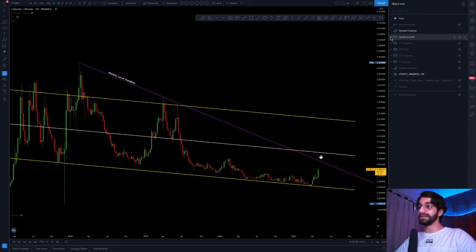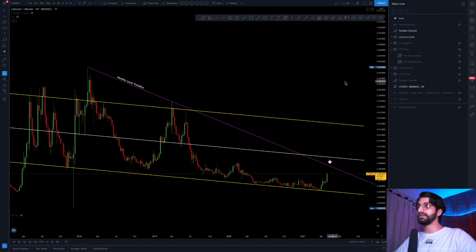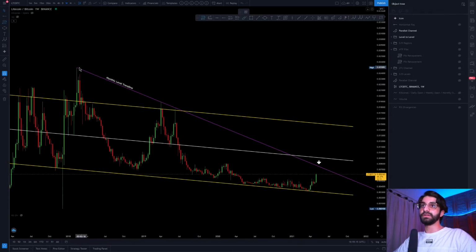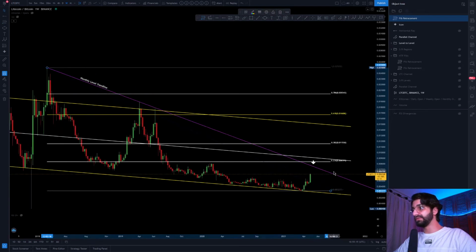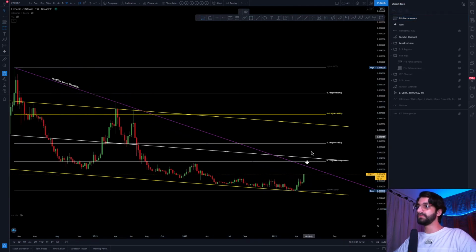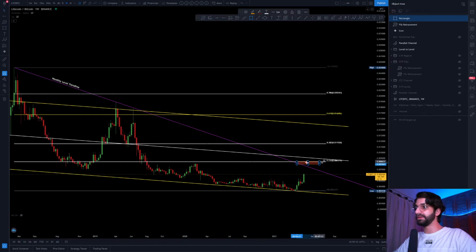Now, not just because of this trend line, this is going to be another level of confluence because of two other reasons. Number one, taking the Fibonacci from the high to the low, we are coming up at the 236 region. So let's mark that out. 236 is coming in somewhere here.